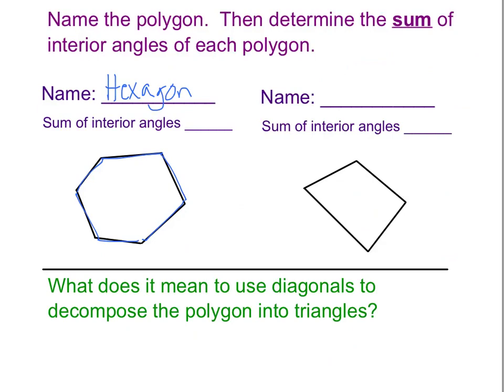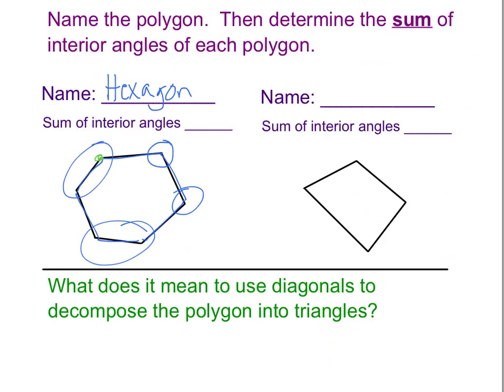This is an irregular hexagon because I noticed that this angle and this angle, they're different in size. This side and this side are different in size. To find the sum of the interior angles, remember I'm going to find how many triangles make this up because I know that there are 180 degrees in a triangle. I can figure that out.